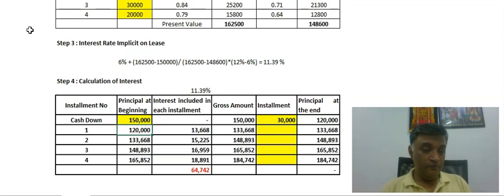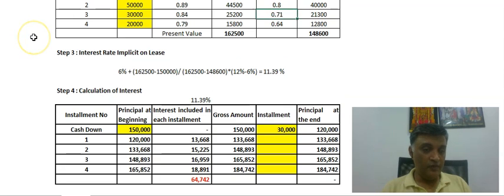End of year 1, interest first accrues. So how did I find 13,668? It is 1,20,000 into 11.39%. You get 13,668. If I add these two, I get 133,668. Okay, but what is the installment? 50,000 again. Now you get 83,668. So that becomes the opening balance. Again, on 83,668, you compute 11.39%, you get 9,530, and the balance is 93,198.